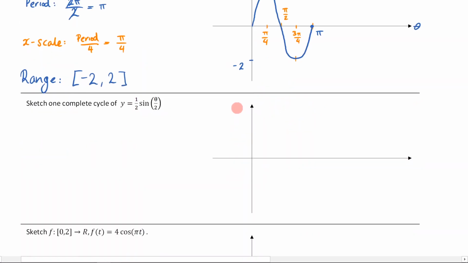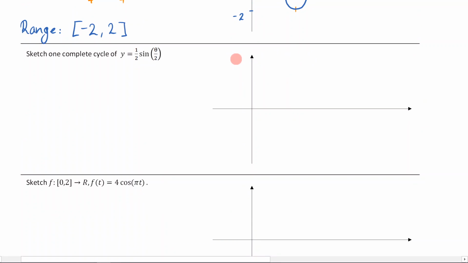Let's now go on to our next one. So we're going to do the same thing here. We have y is equal to 1/2 of sine of theta on 2. So this is y, this is theta. Let's begin by finding my amplitude. My amplitude here is going to be 1/2, so what's in front.